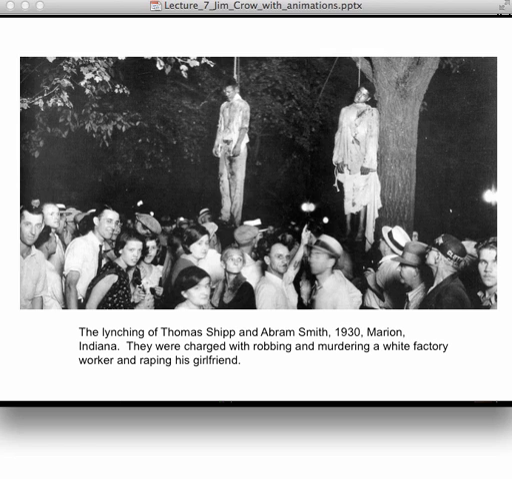These two young men were accused of murdering a white man, a factory worker, and also of raping his girlfriend, although she later retracted her story and admitted she had not been raped. But it was too late to save Thomas Shipp and Abram Smith, who were hanged in Marion, Indiana. But what I find so awful about this picture, if you take a look at the faces of the white onlookers, again, these lynchings could often have a kind of festival atmosphere, almost like it was a fair.